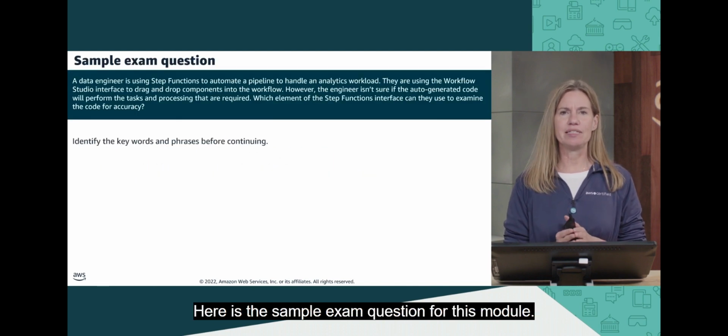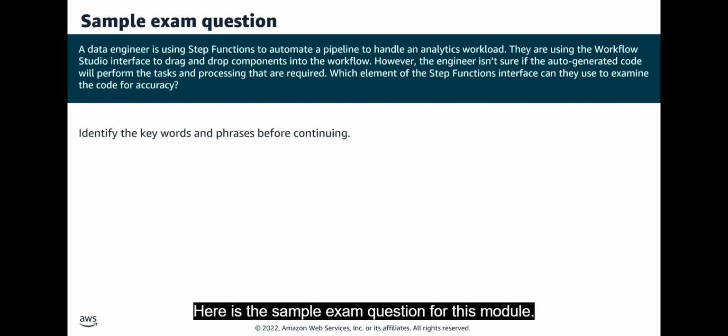Here is the sample exam question for this module. A data engineer is using step functions to automate a pipeline to handle an analytics workload. They're using the Workflow Studio interface to drag and drop components into the workflow. However, the engineer isn't sure if the auto-generated code will perform the tasks and processing that are required. Which element of the step functions interface can they use to examine the code for accuracy?